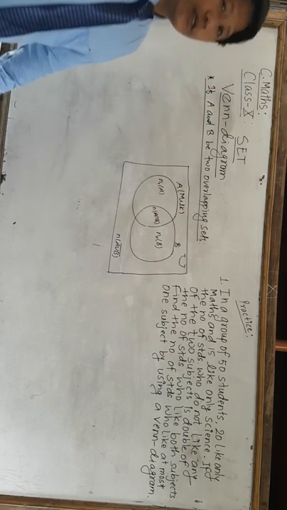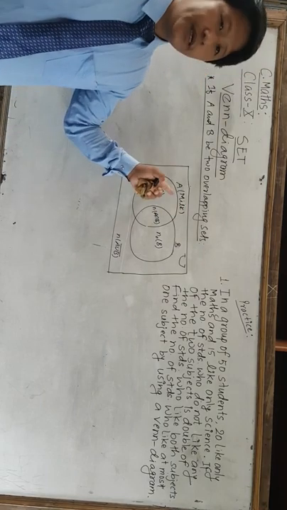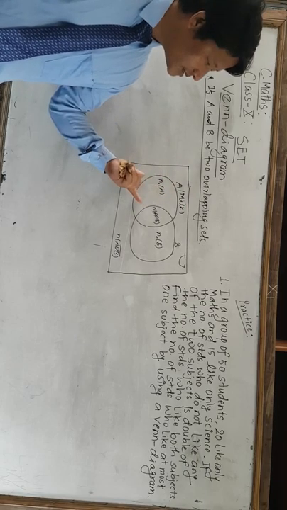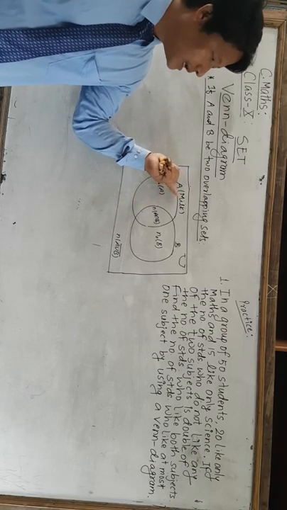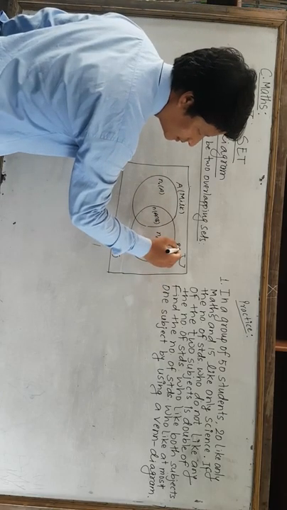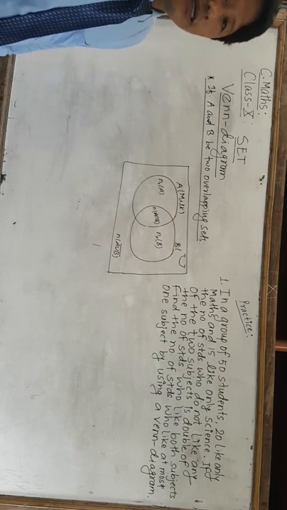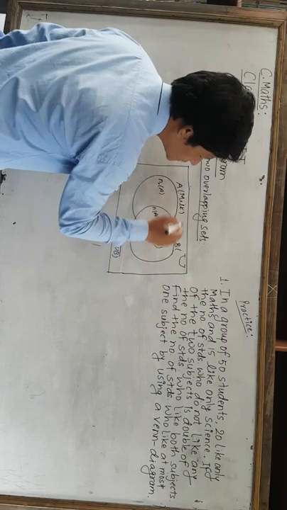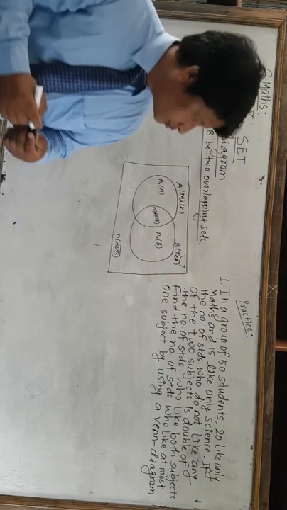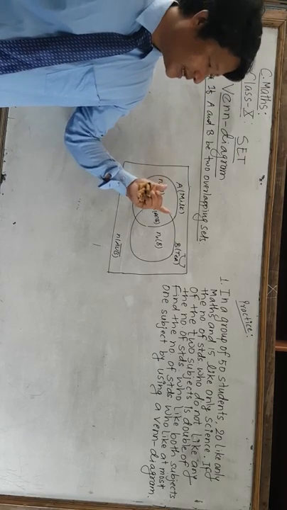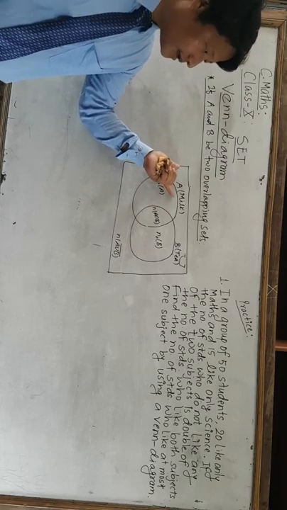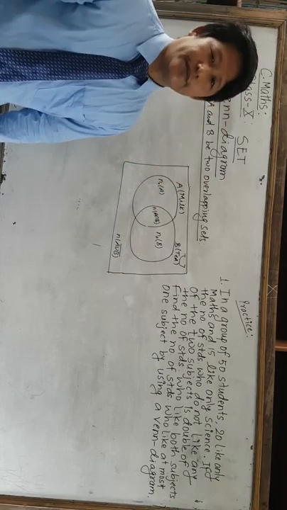Okay, in set A, suppose we will separate those students who like milk, and in set B, we will raise a question: how many students like tea? Okay, we have the two questions to raise for set A and set B. How many students like milk, and how many students like tea?